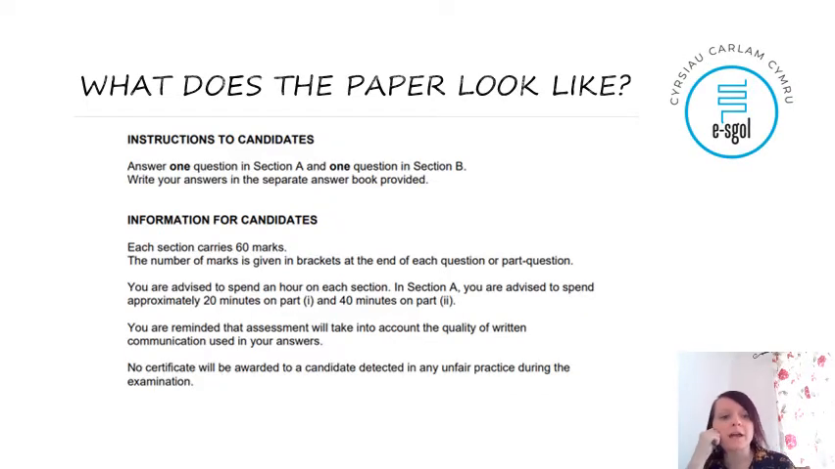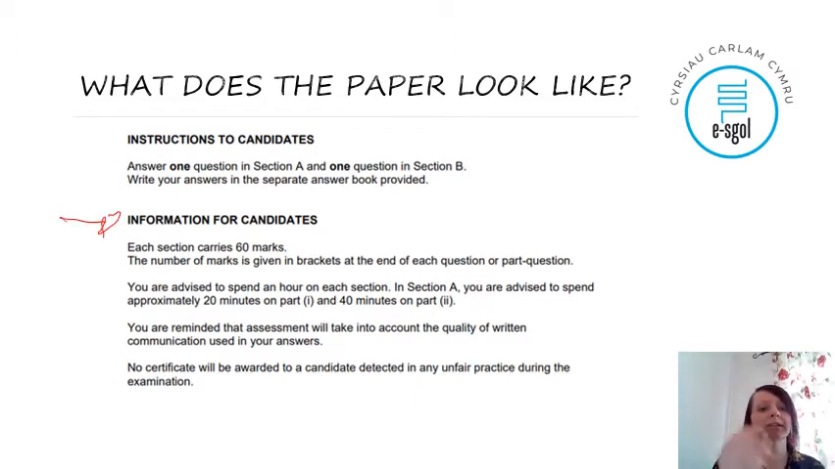So, looking over what the paper is constructed like. This would be the front of your paper. It tells you that you need to answer one question in Section A and one question in Section B. It also informs you, in the section highlighted here, information for candidates, that each section carries 60 marks, and the number of marks is given in brackets at the end of each question. It advises you in Section A to spend 20 minutes on part 1 and 40 minutes on part 2, which will then give you an hour for your Section B.